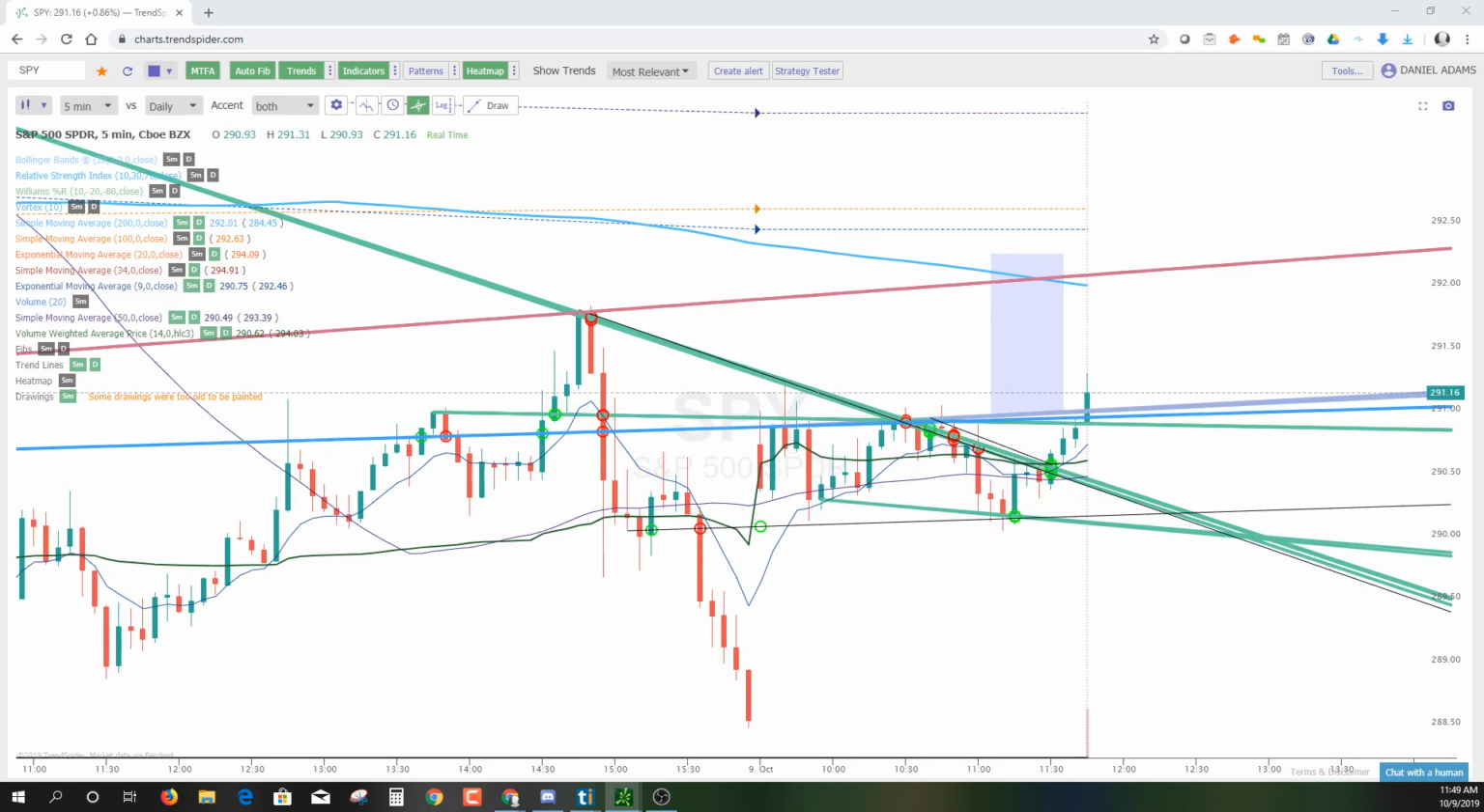I do like to watch how these 5-minute candles close, so we've got about 20 seconds left on this 5-minute candle before it closes. What's up, RA?